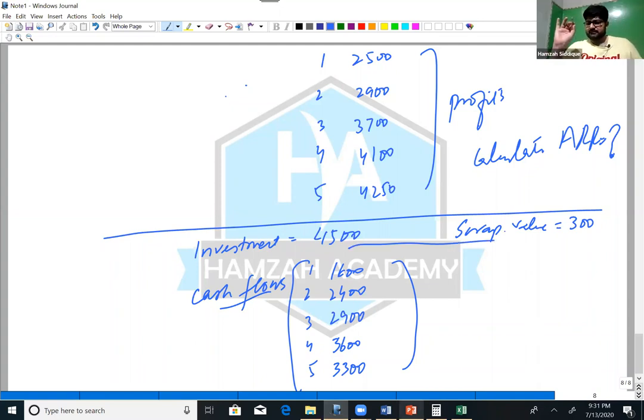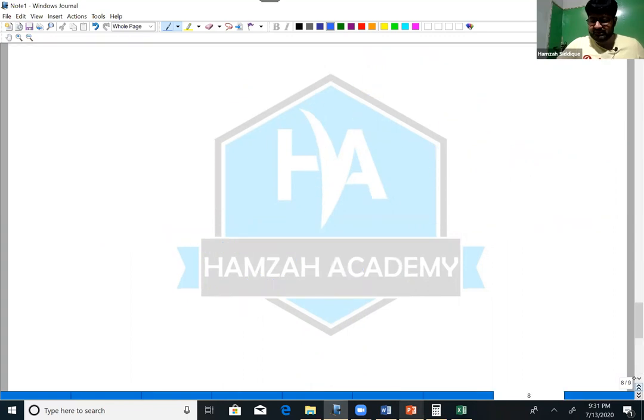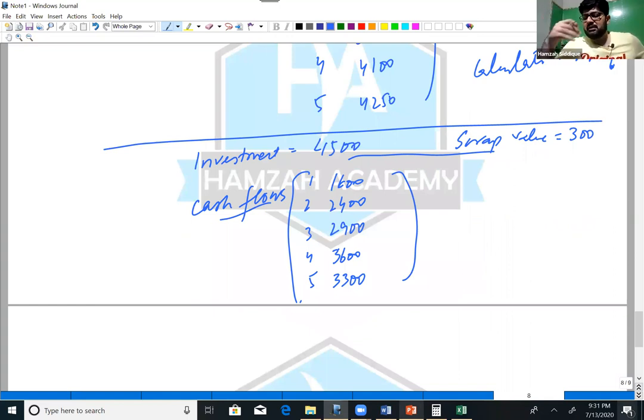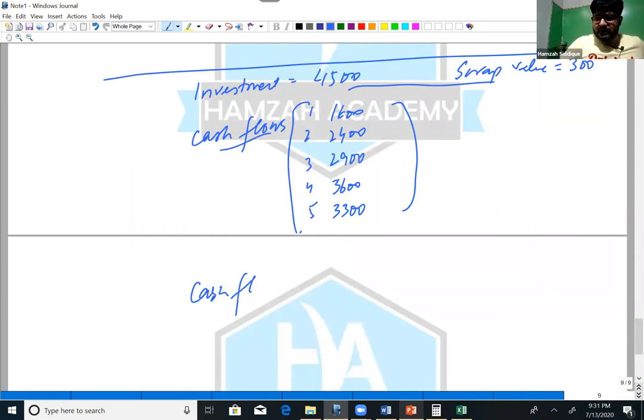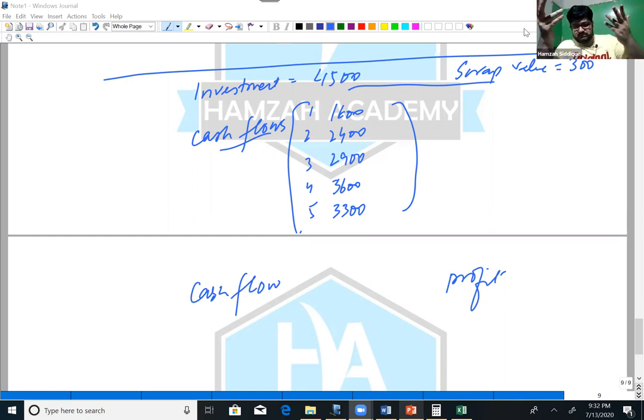Students, whatever the depreciation method is, we don't know. For example, they say straight line method, or they say reducing balance method, whatever it is. Remember, what is the link between cash flow and profit? Does anyone of you know the difference between profit and cash flow? I know this, but I'm not asking for definitions. Compare both. The linkage between both.